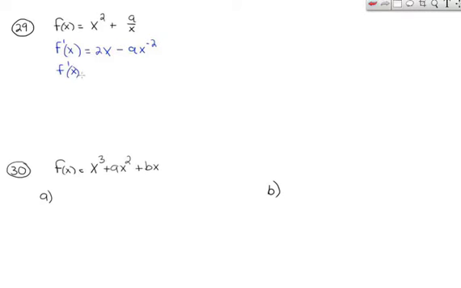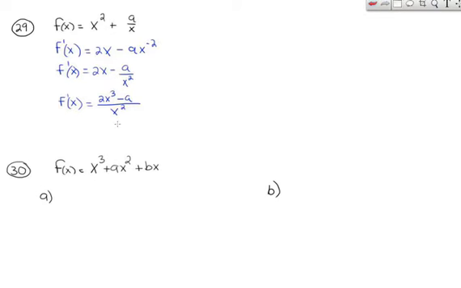And simplify 2x minus a over x squared. I'm going to make it into a fraction. So a common denominator, he gets the x squared over x squared, making it 2x cubed minus a over x squared.